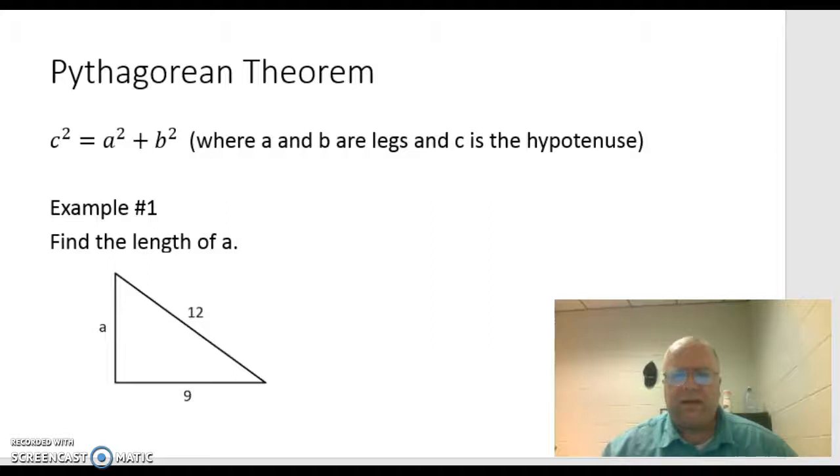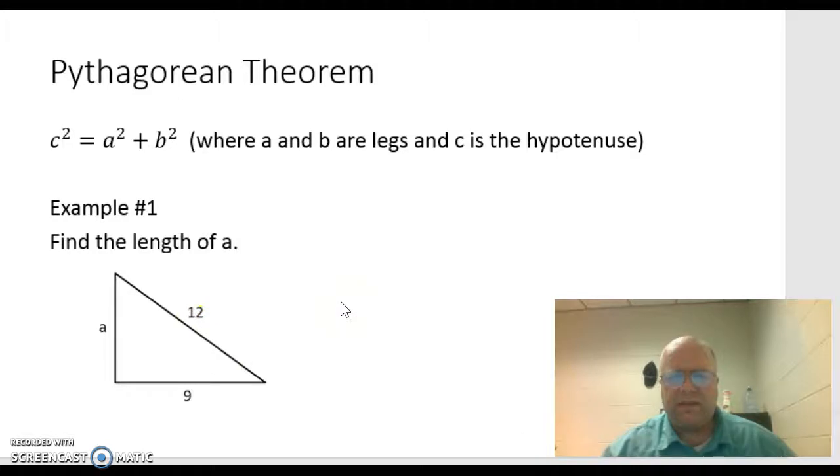And a and b are going to be the legs. Now the legs of the right triangle are going to be the sides that are adjacent or touching your right angle. The hypotenuse is going to be the longest side, which is not touching your right angle. So when we're talking about a and b, you can assign either side you want to a or b, but c always needs to be your hypotenuse.